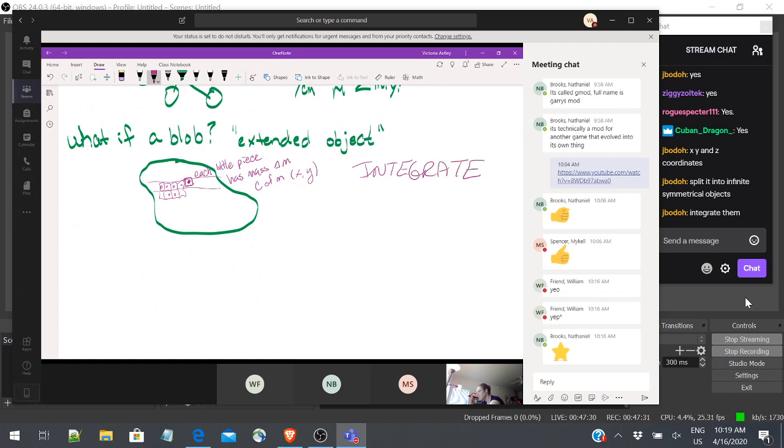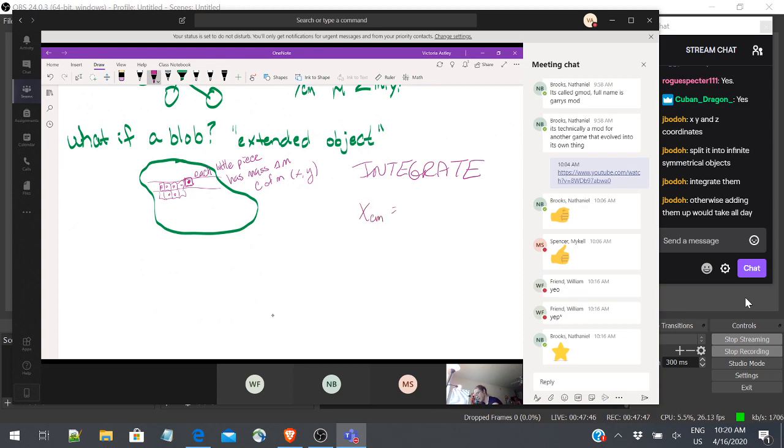I will not expect you to do any super complicated integrating, but you may be expected to do some simple integrating. So this is like one-dimensional type stuff. So our x center of mass would be the integral. Otherwise, adding them up would take all day. Yes, precisely. X dm.